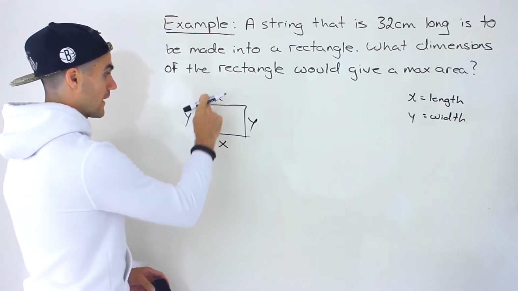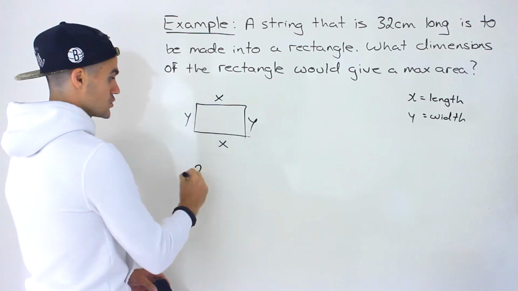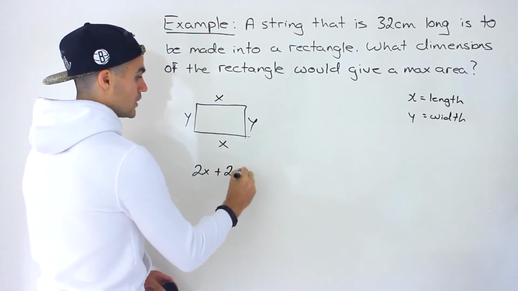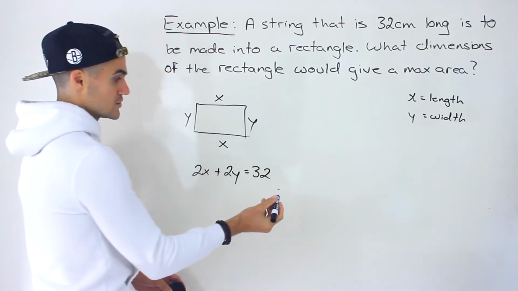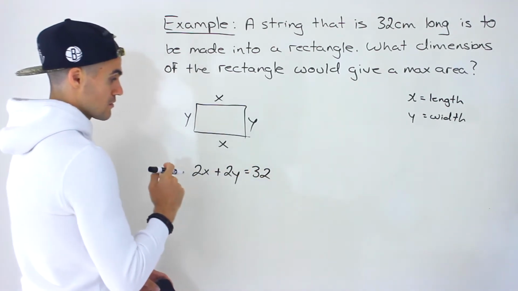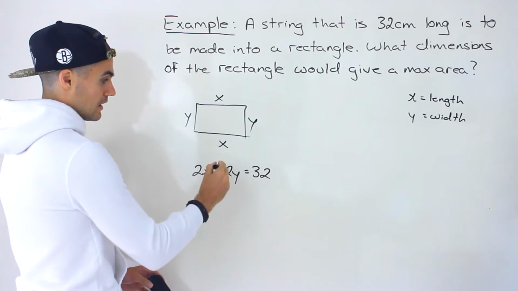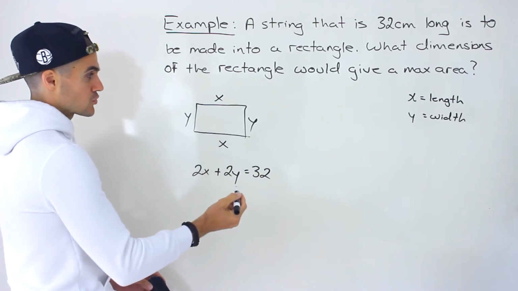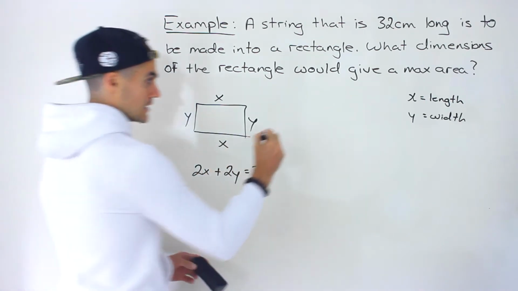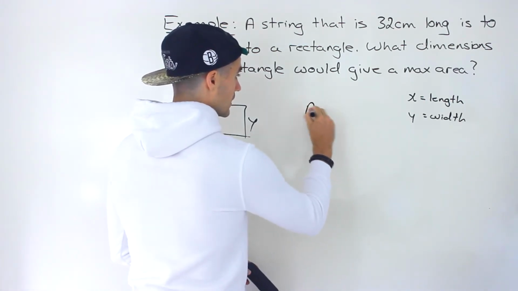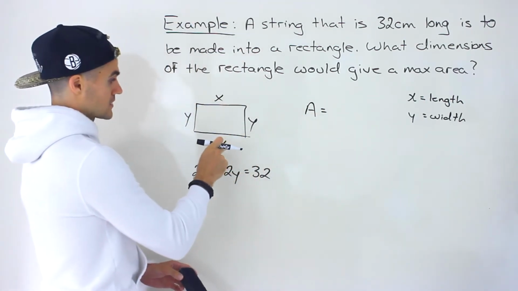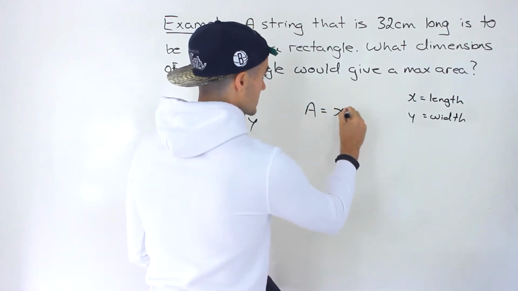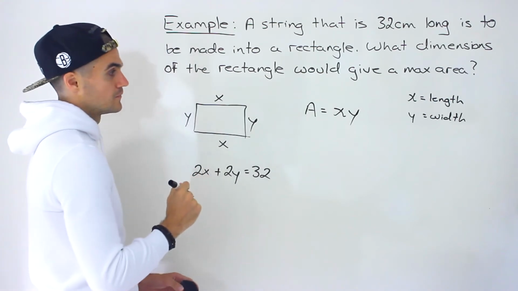What do we know? We know that x plus x, which is 2x, and then y plus y, which is 2y, we know that that has to equal 32. The perimeter has to be 32. And so this here, it's called our constraint. And then what we're trying to maximize is the area. And the area of this rectangle would be length times width. So in this case, it would be x times y.